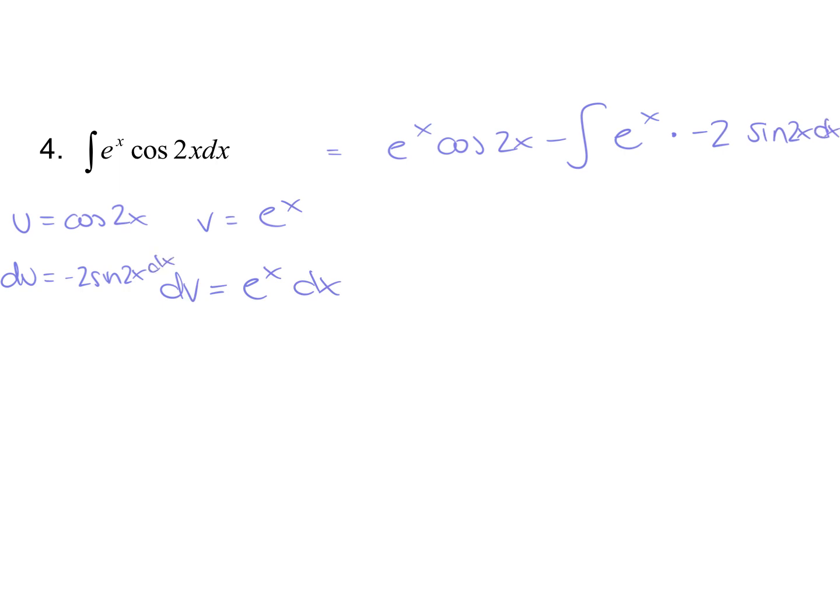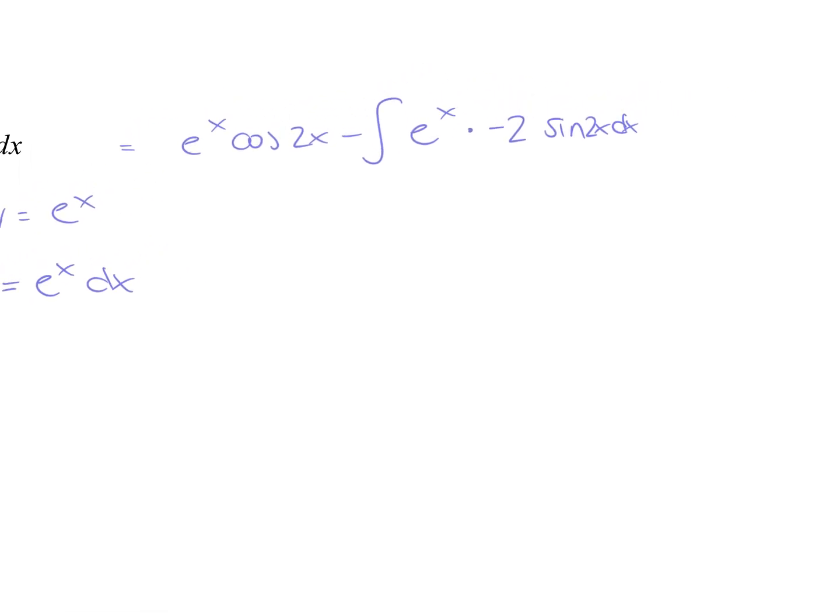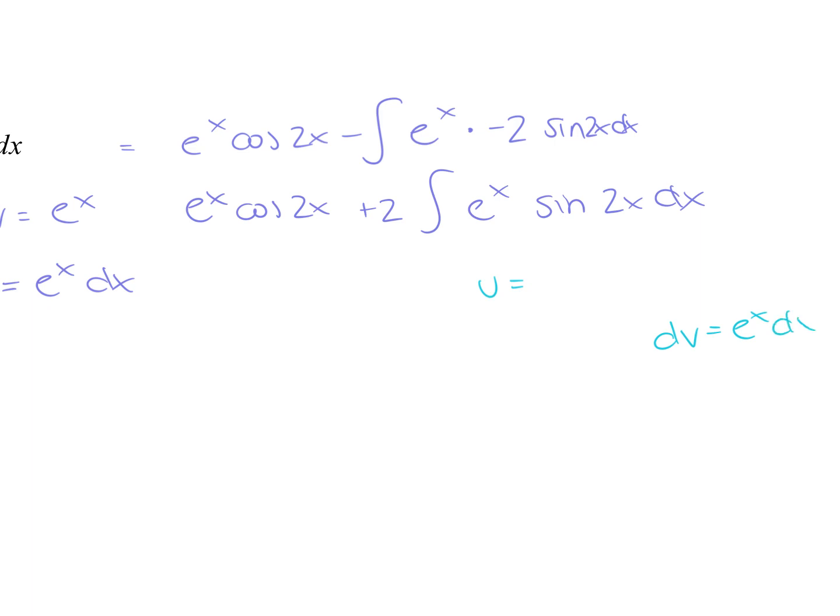Oops, forgot my dx here. Which is also not going to integrate. So we will then pull what we need to. I made this e to the x cosine of 2x plus 2 e to the x sine 2x dx. Do a second u and dv. Again, my dv would be e to the x dx. My u would be sine of 2x. So du is 2 cosine 2x dx, and my v is still e to the x.